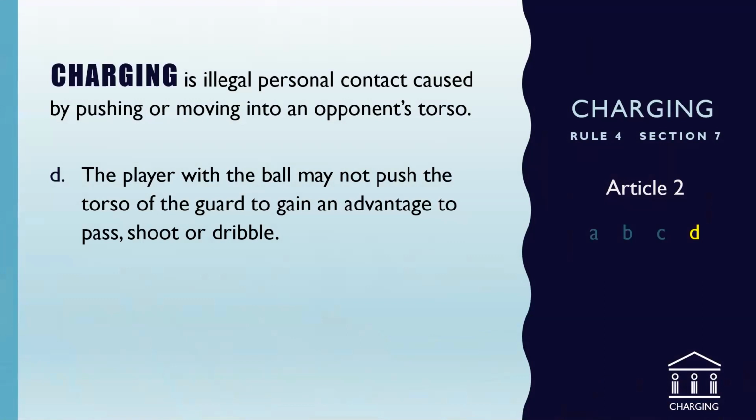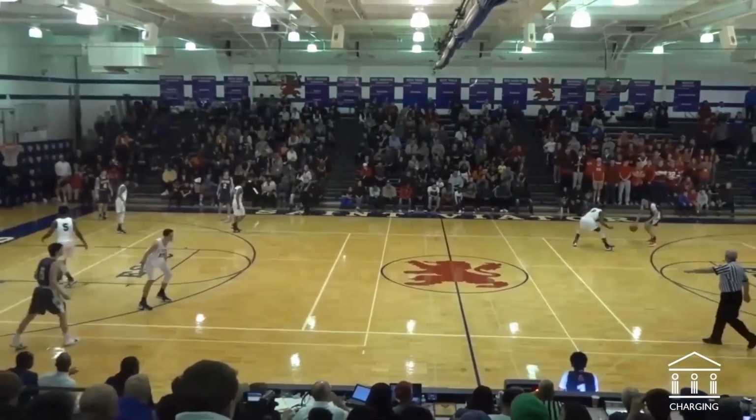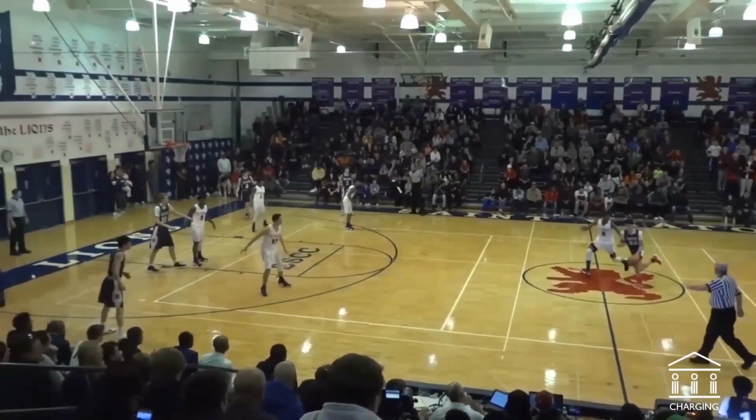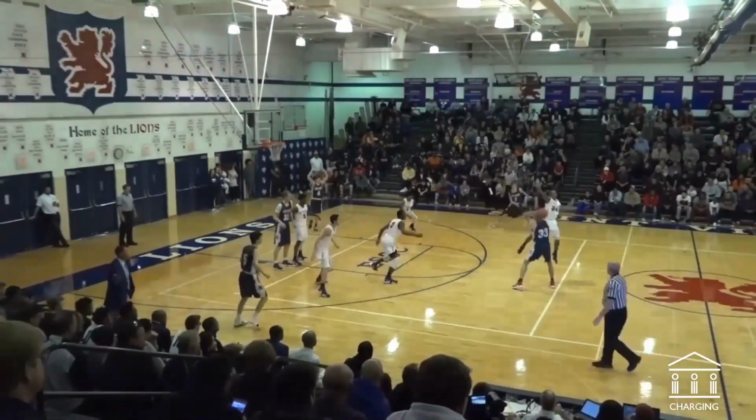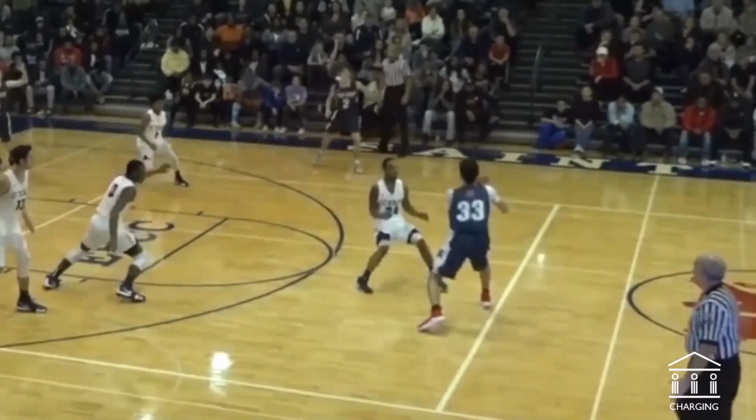And then again, they can't push or do anything to gain an advantage on the torso of the guard. We see this a lot. They come up, and what does the offensive player do? They push off. That is a foul on the dribbler. We've got to call that. We cannot allow them to do that. He gained a huge advantage by giving a little shove.